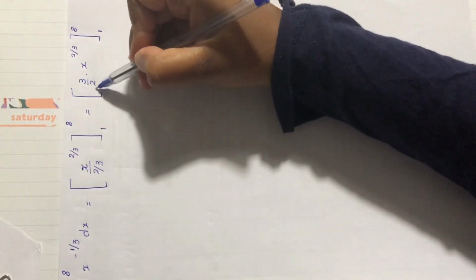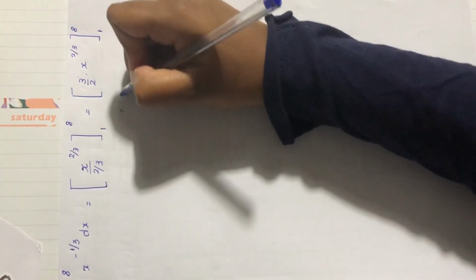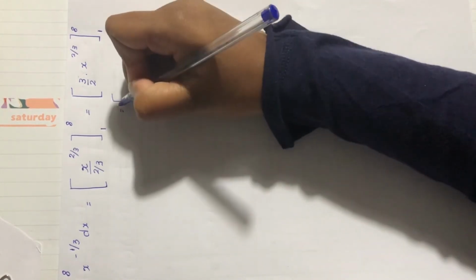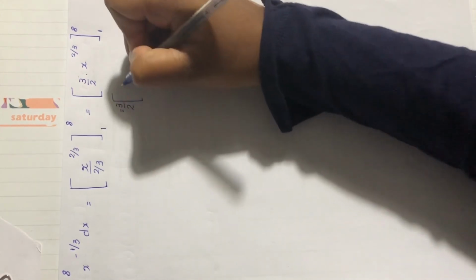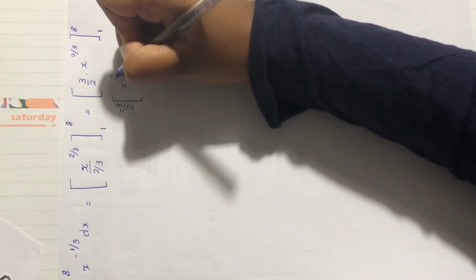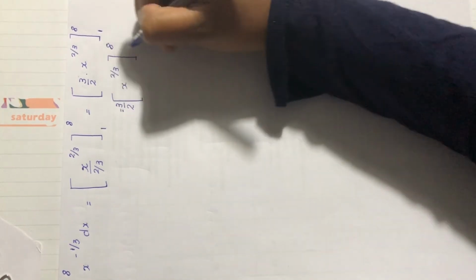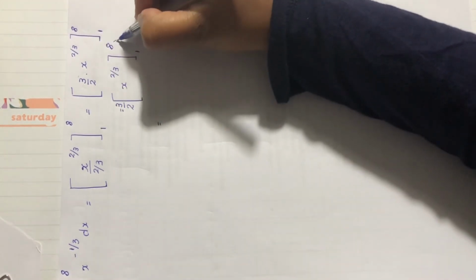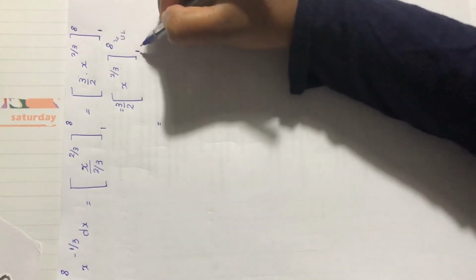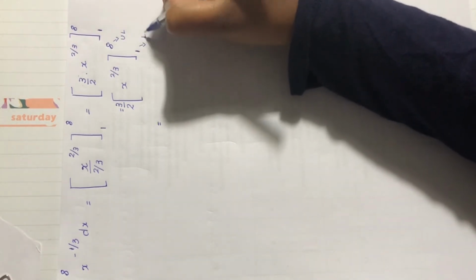Now we have a constant here, right? So we can remove it outside. So we have 3 over 2, and inside we are going to be left with x to the 2/3. This is known as the upper limit. This is known as the lower limit.